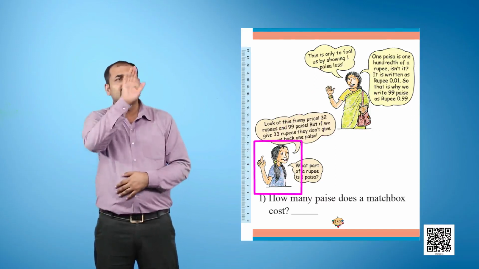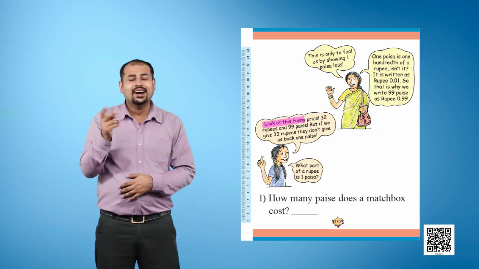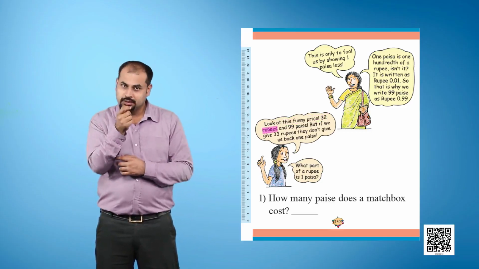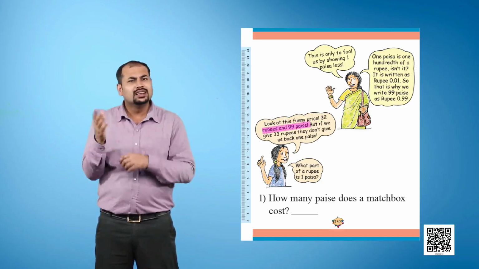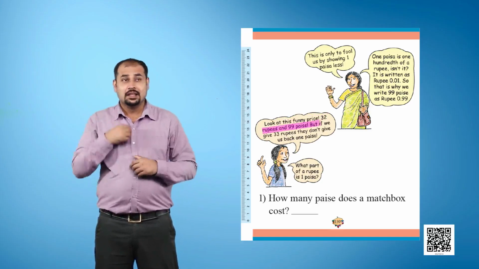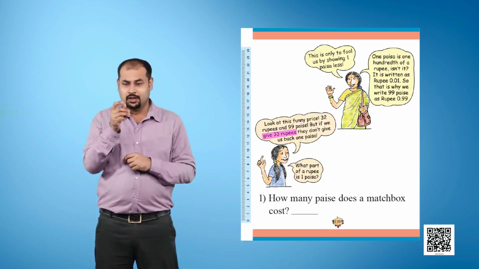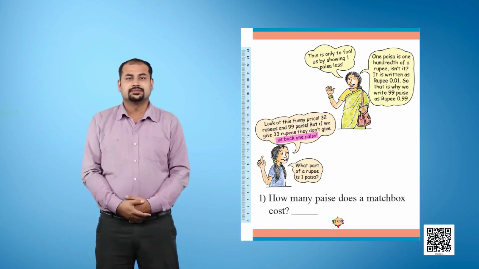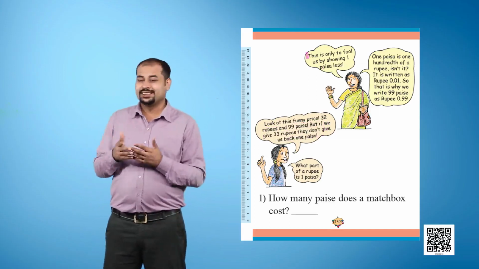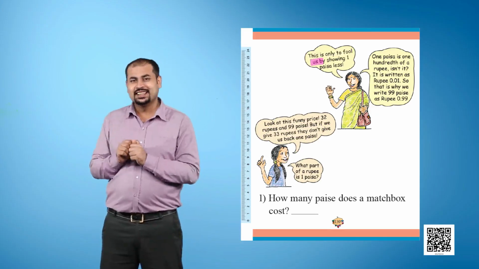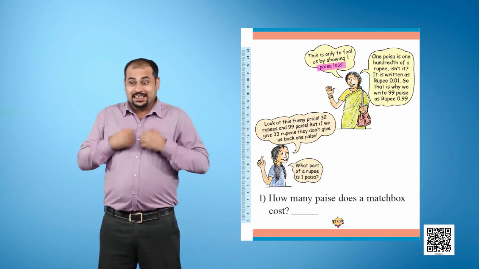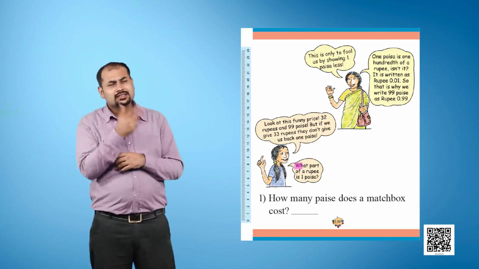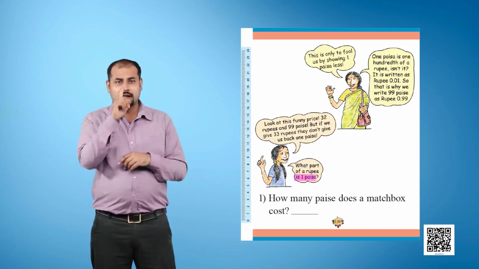The girl says, "Look at this funny price. 32 rupees and 99 paise. But if we give 33 rupees, they don't give us back 1 paisa." The woman says, "This is only to fool us by showing 1 paisa less." The girl asks, "What part of a rupee is 1 paisa?"